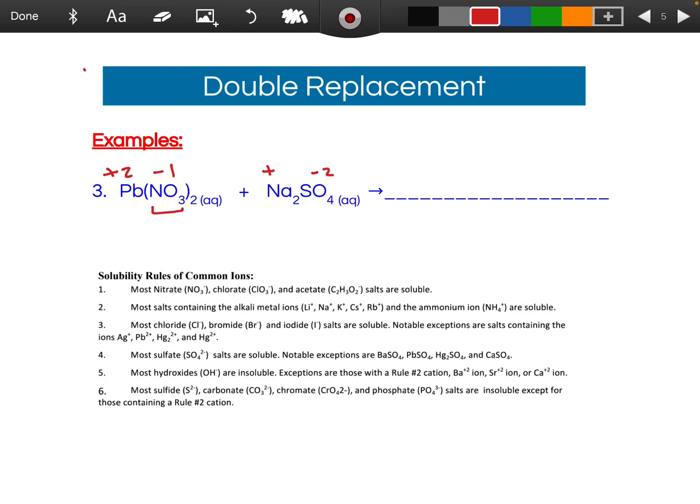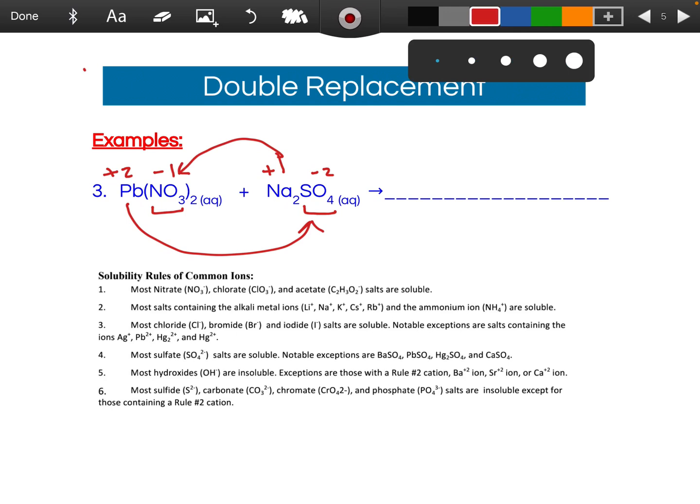So in this one, we actually have 2 polyatomic ions that we need to make sure stay together. So when these 2 elements switch places, lead, which is positive, is going to combine with the negative from the second reactant, and sodium is going to combine with the negative ion from the first reactant. When you write your products, the positive ion always comes first. However, it doesn't matter which order you write the products. So I'll show you what I mean by that.